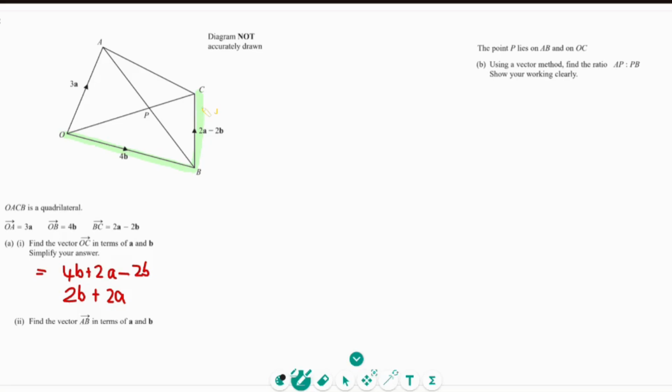Next question. Find AB in terms of A and B. Okay, A to B. We can go A to O, O to B. Seeing as A to O, we're going the wrong way through the line, it's negative 3A plus 4B.